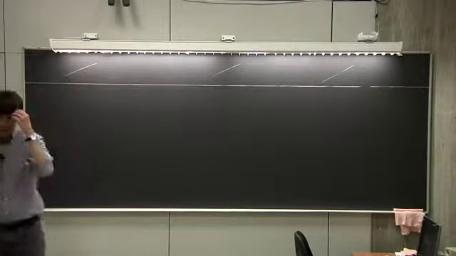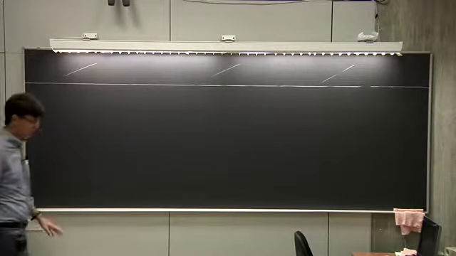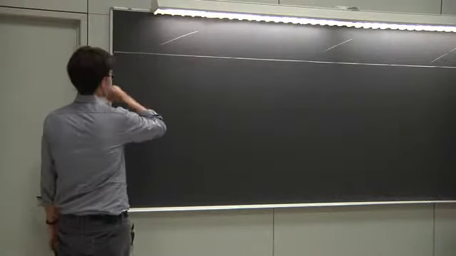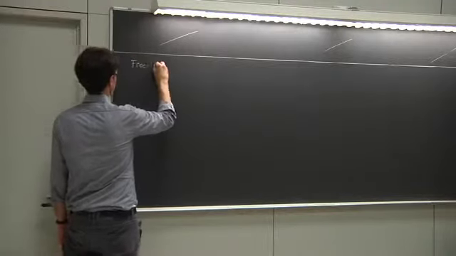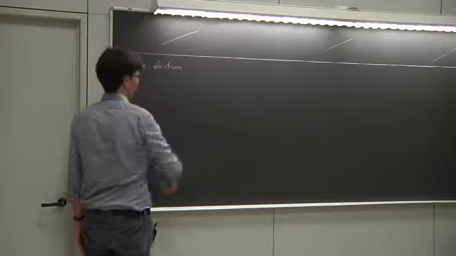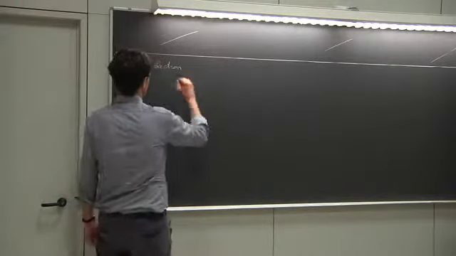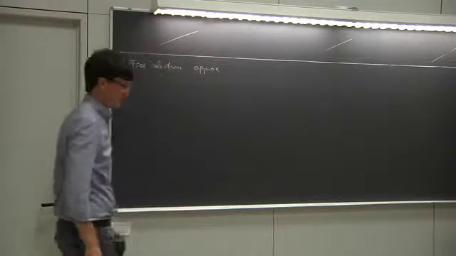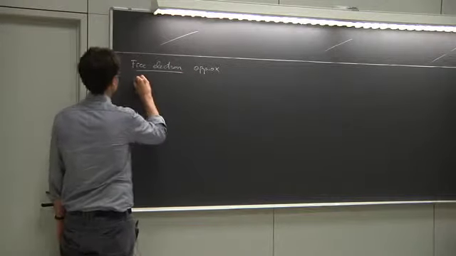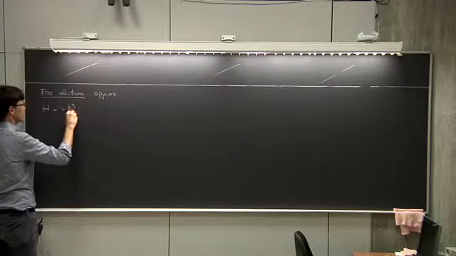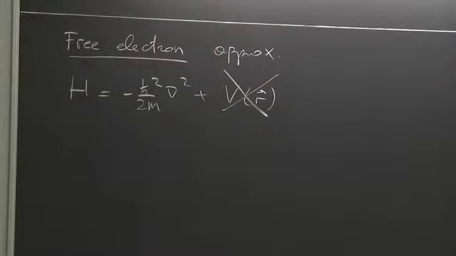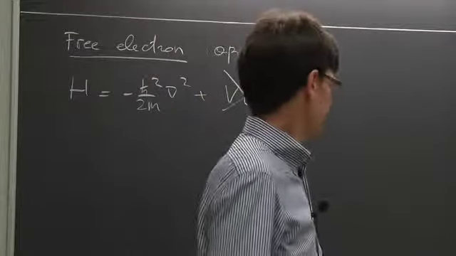So we wanted to continue the discussion about the free electron model in solids. So let me summarize. We are talking about the free electron approximation. It's clearly an approximation, because essentially, let me summarize, we are neglecting this, so we're only left with the kinetic part of the Hamiltonian.